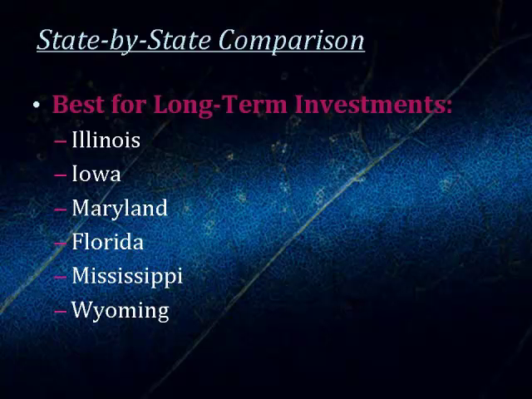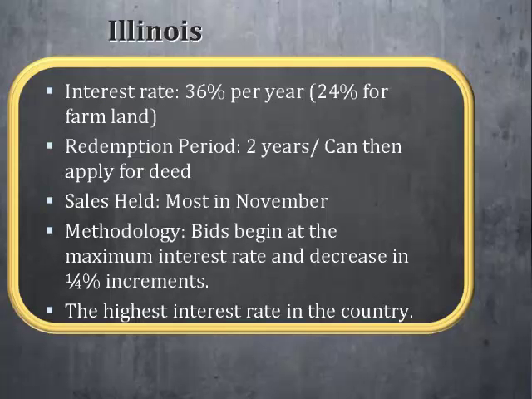Right? We talked about these things, and these are all excellent long-term states. Excellent long-term states. What makes Illinois so good long-term is this 36% locked in. Right? So if you're thinking about it, it's a locked-in rate. It's 36%. It is standalone the highest in the country as a tax lien.